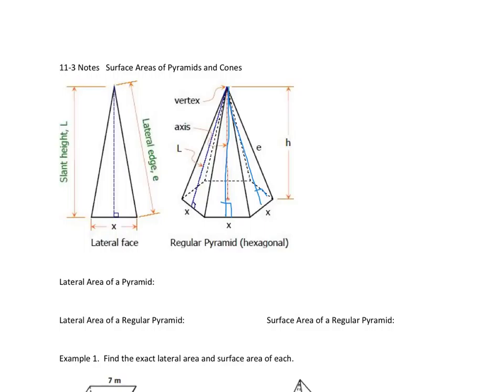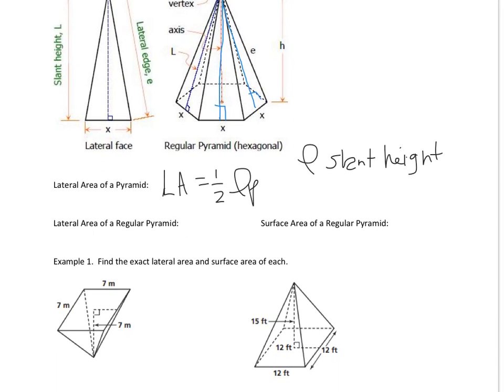So the lateral area is equal to 1/2 LP, where L is the slant height. It's a cursive L. And P is the perimeter of the base. The surface area of a pyramid is the lateral area plus 1B. So with the prism there's two bases, but this is just one base.